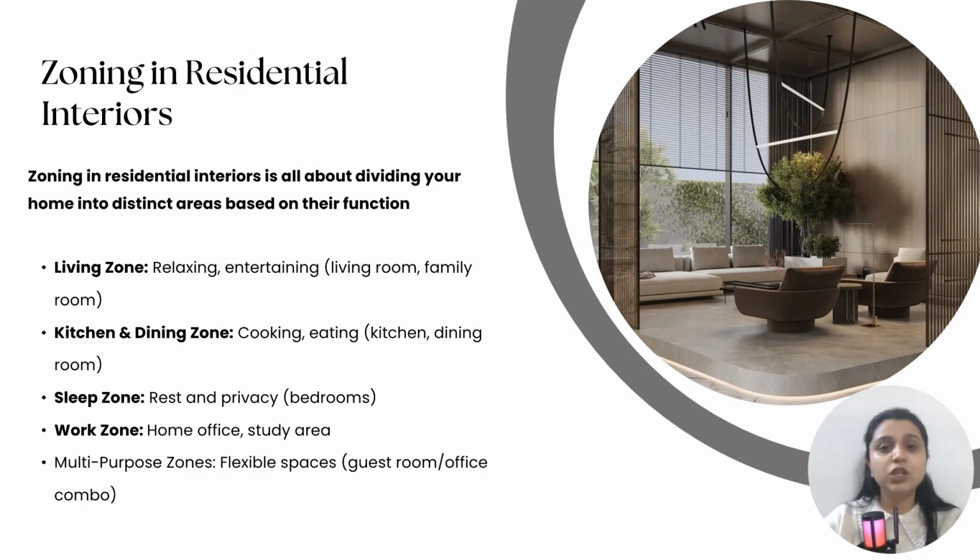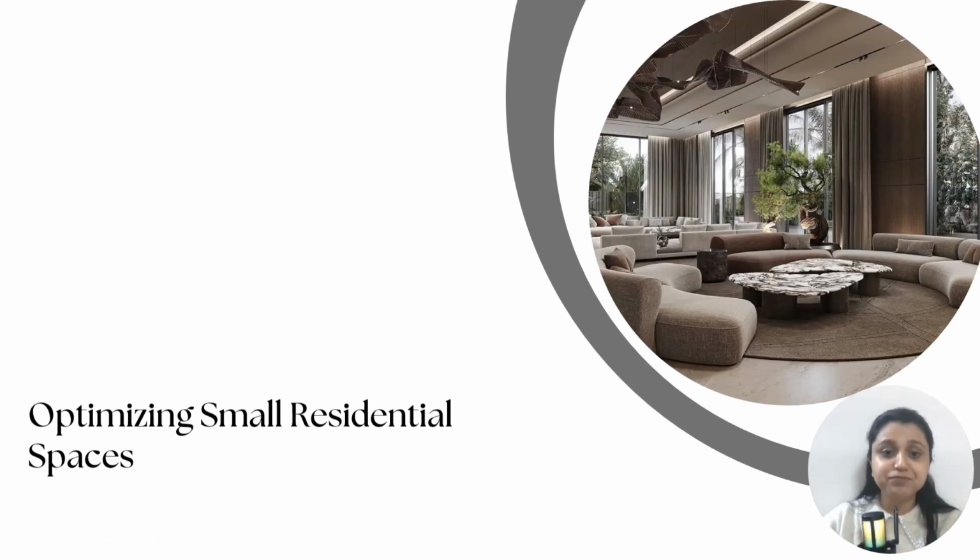So maybe when you have your bedrooms, there also you plug in a home office or a study area. So that's also a part of zoning. Finally, multi-purpose zones. So maybe there are some flexible zones, like the guest room also can be a home office, and when the guests are there, that becomes your guest room. Because it is not going to be used every day, you can have multi-purpose zones in the space.